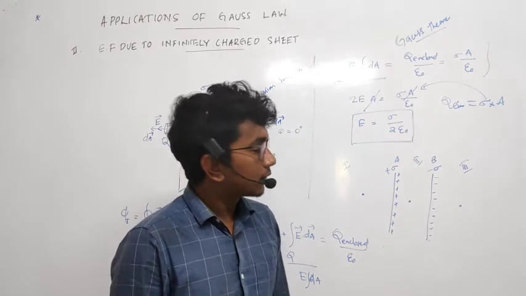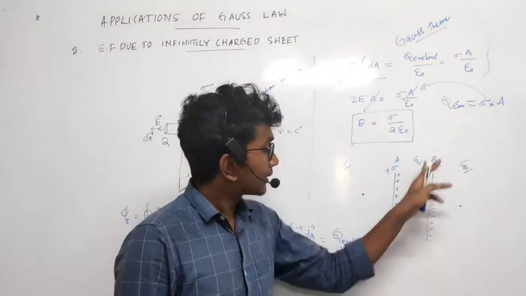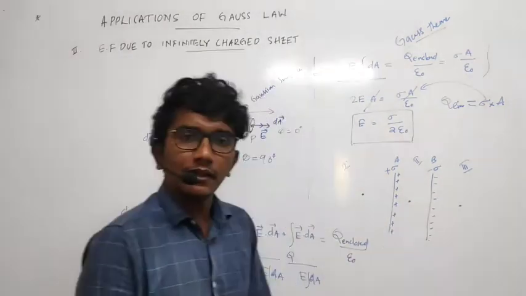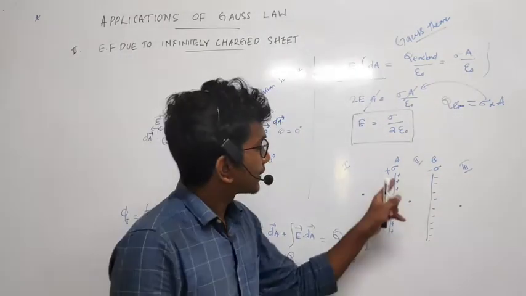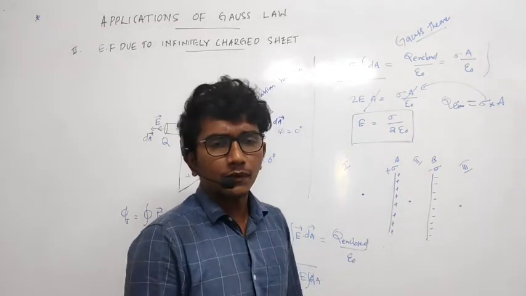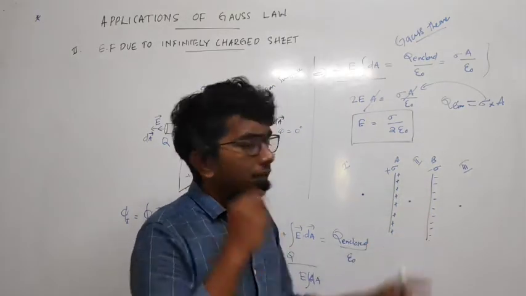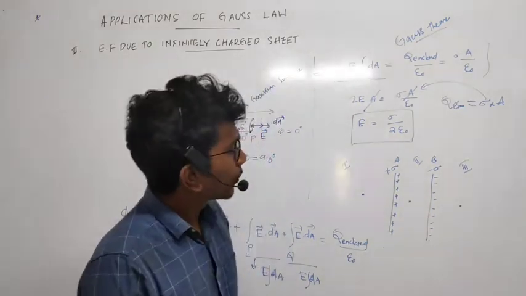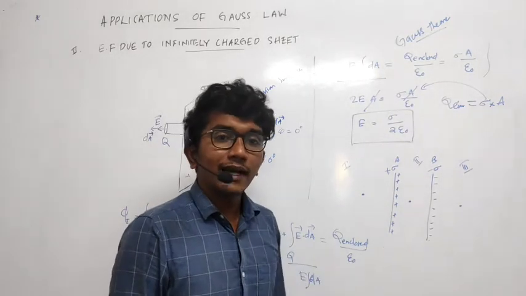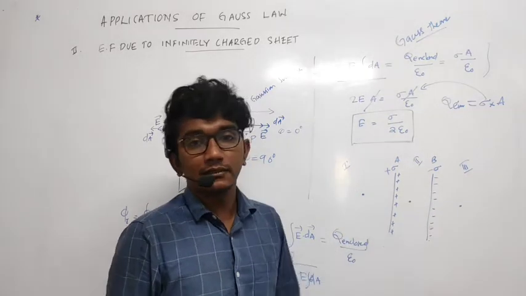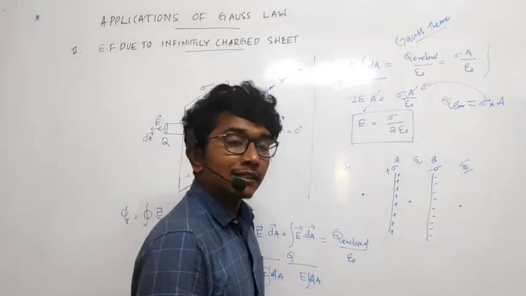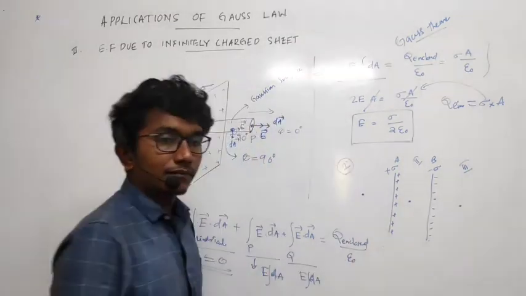We have to find out, there is one positive sheet and another negative sheet, separated by some distance. It is given plus sigma and minus sigma, the values of the surface charge densities. The question is, there are 3 regions, 1, 2, 3. Find the electric field in each region. One by one we will consider. First region, look at this.